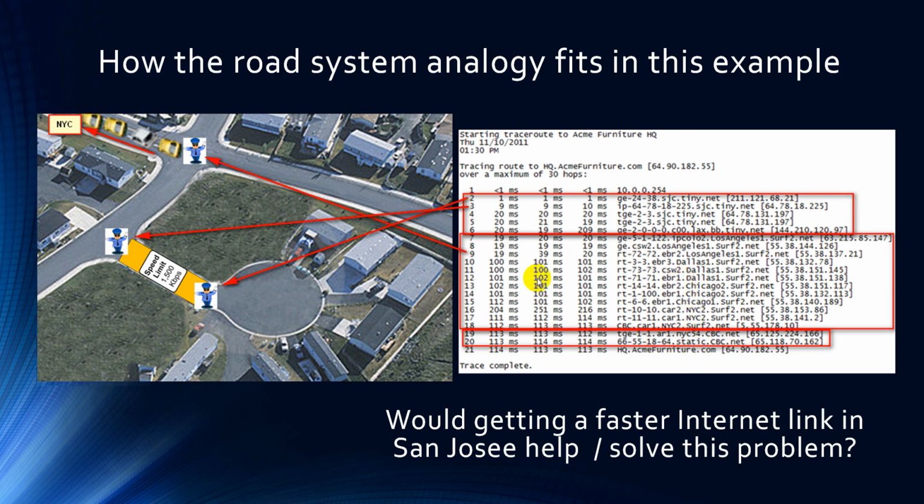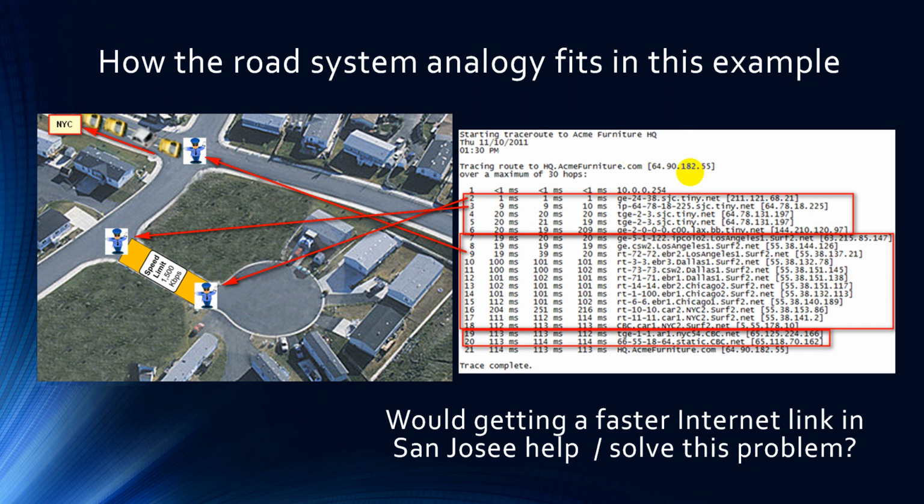Obviously the problem that we're encountering here at hop number 10 in Dallas is that this router belongs to Surf2.net. Now, are you a customer of Surf2.net? The answer is no, because in San Jose you're a customer of TinyNet, and in New York you're a customer of CBC.net. So you have no leverage with Surf2 to say, you need to fix this for me. You can try to call them, if they're cooperative or they want to help you, that's fine, but they have no obligation to do so.